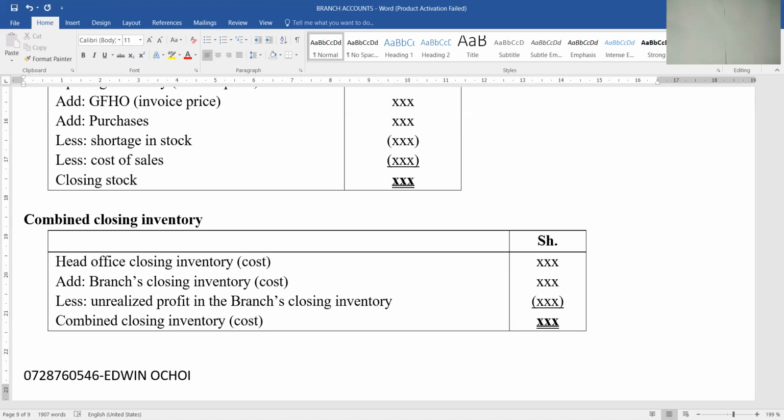Now let us go to the question so that we can understand this element of independent branches, starting with local independent branches. So let us start with a question of 2014. I'll be sharing on the other side.